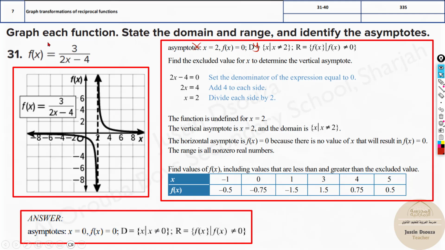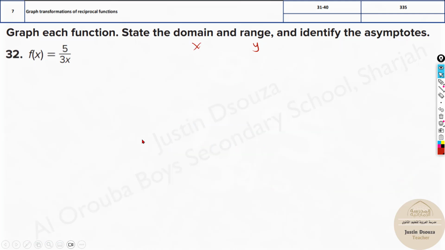You can see range over here. All f of x. f of x means the function y, but not 0. Domain is not equal to 2. Sorry, this answer is wrong here. It should not be equal to 2. And what are the asymptotes? Now, the asymptotes are also wrong over here. x is 2, and over here you can see the correct ones, and y is 0.